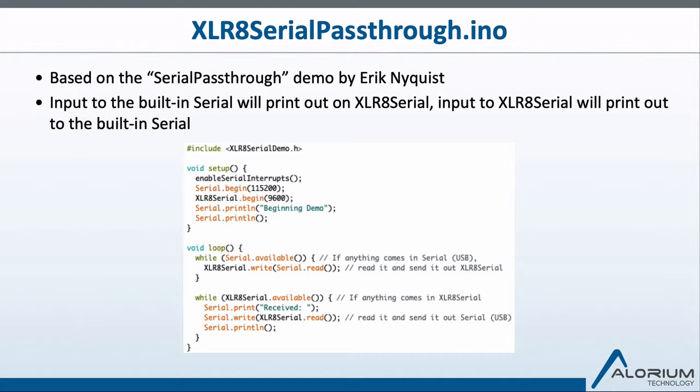The loop is going to monitor any activity on the serial or Accelerate serial lines. So if any data comes in on the serial interface, the data will be read and then written out straight to the Accelerate serial interface. And vice versa, if any data comes into the Accelerate serial interface, that data will be printed out to the console output via the built-in serial interface.